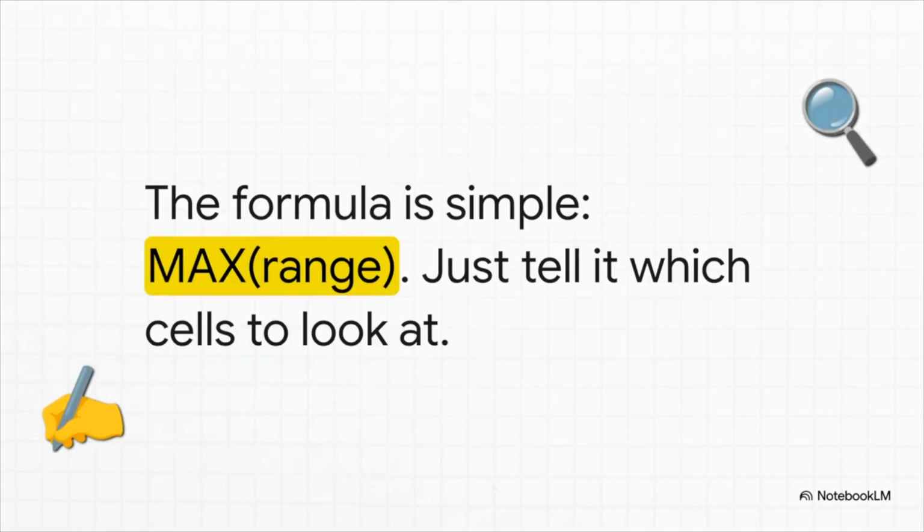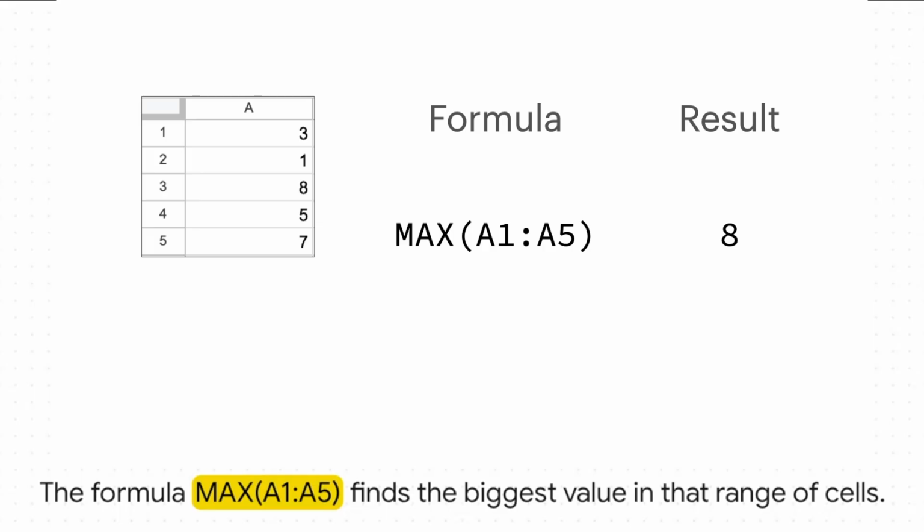And you're going to love how simple this is. Seriously, you just type equals, MAX, open the parentheses, select the cells you want to check, and that's it. Done. Take a look at this example right here. That formula, MAX(A1:A5), is basically just telling the spreadsheet, hey, look at every number between cell A1 and A5 and just show me the biggest one.